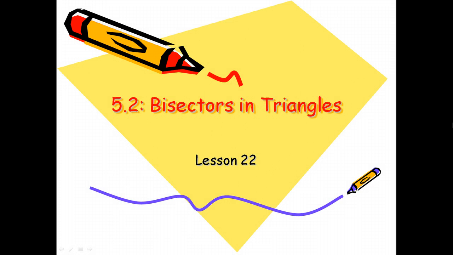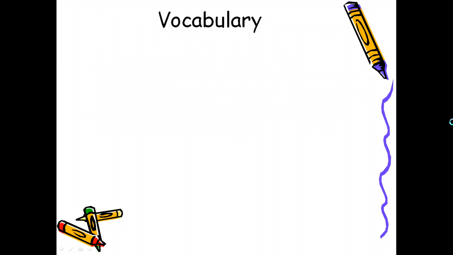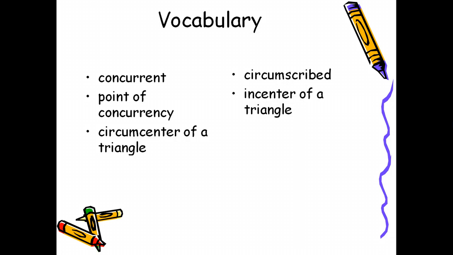Lesson 22, Bisectors and Triangles. Your objectives are to prove and apply properties of perpendicular bisectors of a triangle and to prove and apply properties of angle bisectors in a triangle. The vocabulary for this lesson are concurrent, point of concurrency, circumcenter of a triangle, circumscribed, incenter of a triangle, and inscribed.